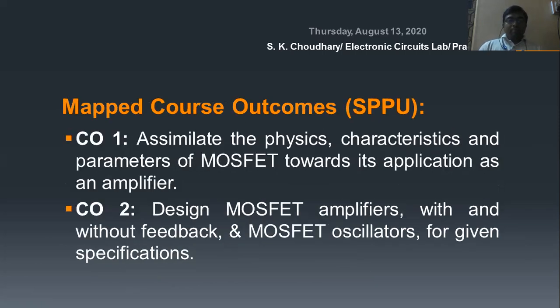If you map the outcome of the experiment with the course outcomes given by SPPU, it would be mapped with two course outcomes. First, assimilate the physics, characteristics and parameters of MOSFET towards its application as an amplifier. Second, design MOSFET amplifier with and without feedback and MOSFET oscillators for the given specification. So these two course outcomes would be mapped with the experiment outcome.